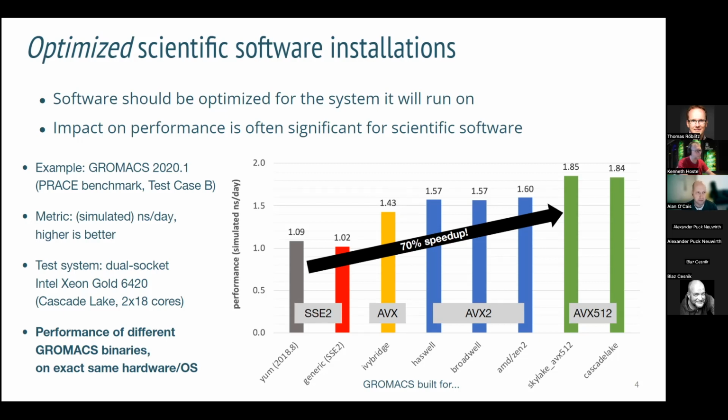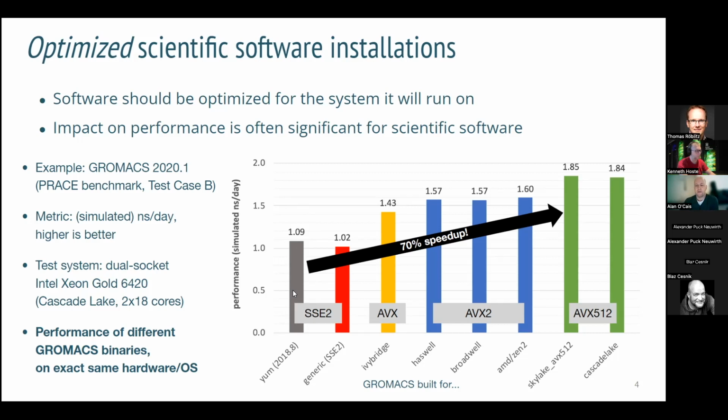The graph here is giving you an example of that, which is for GROMACS. It's an older version of GROMACS now, but the principle is the same today as when the graph was generated. With GROMACS you can measure performance in the number of nanoseconds you can simulate per day, so higher is better here. This was a Cascade Lake system with 36 cores. If you have what you might call a portable binary, something like you might get from your operating system, that's down here, and the performance is at 1.0 nanoseconds per day.